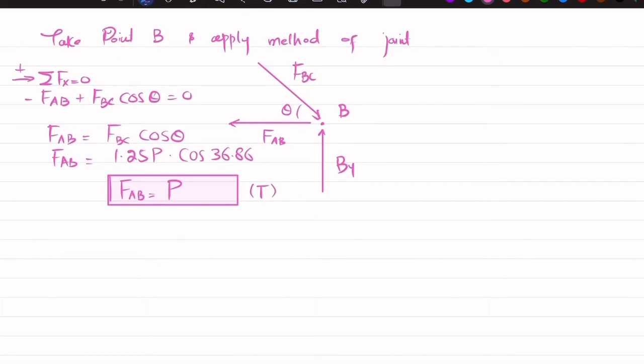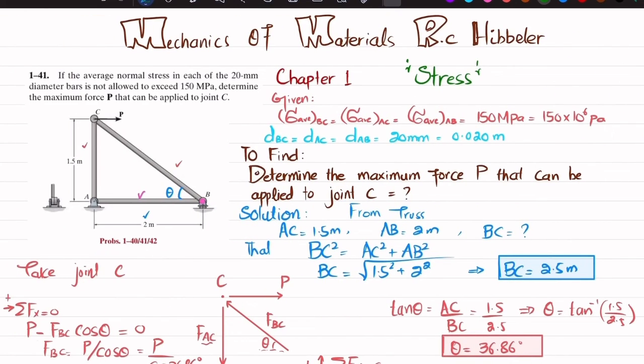Now you have FBC, which was 1.25 times P. You have FAC, which is 0.75 times P, and FAB. FAB is equal to P. So we have to find the maximum P at joint C.